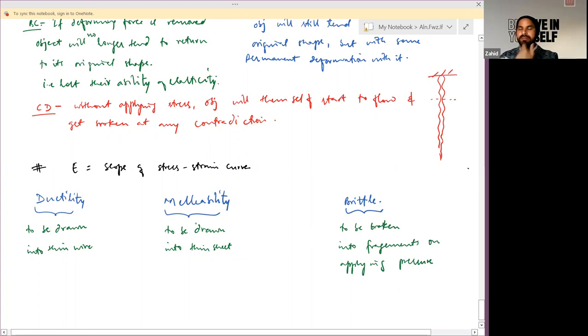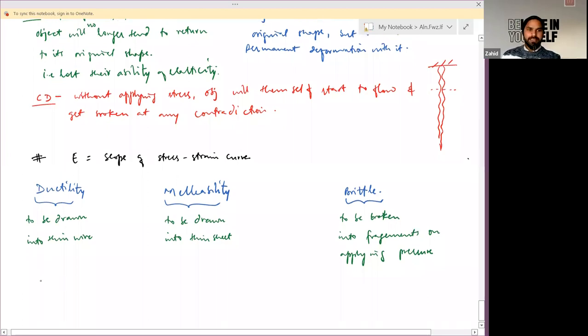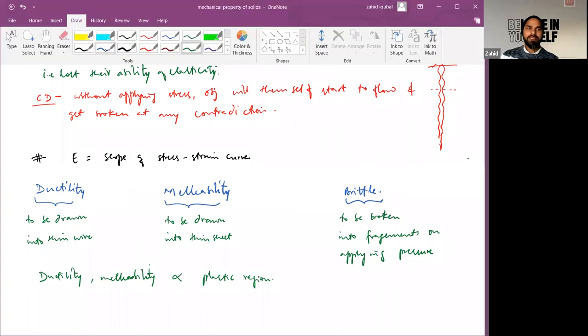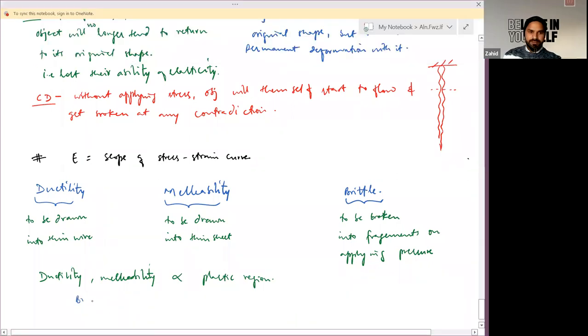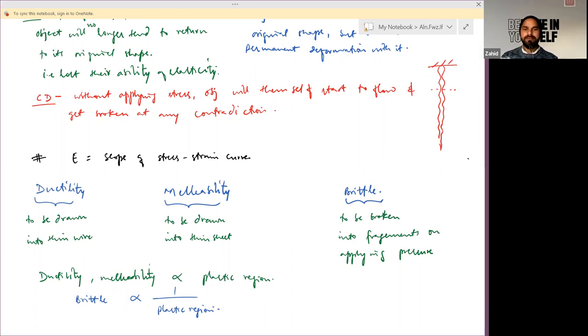So these properties of a material depend upon the plastic nature of that particular substance. So ductility and malleability are directly proportional to the plastic region of that substance. The greater the plastic region of that metal, the greater its ductility and malleability. And for a brittle substance, it is inversely proportional to the plastic region. So if the plastic region is small, then it will have a greater possibility of brittleness as compared to ductility and malleability. So on knowing the length of the plastic region, we can define these three terms.